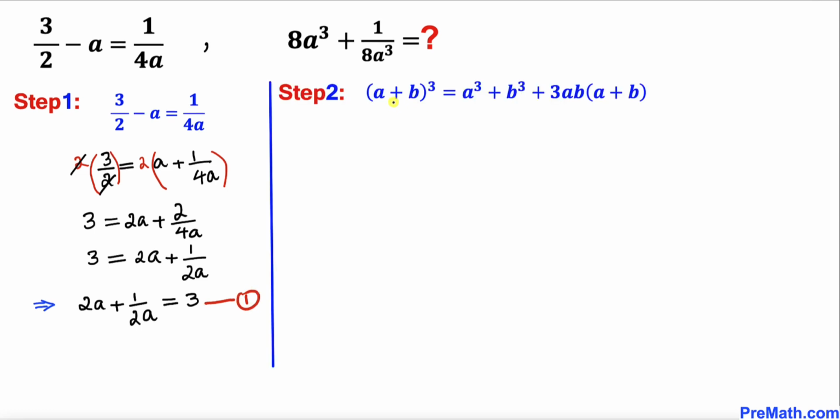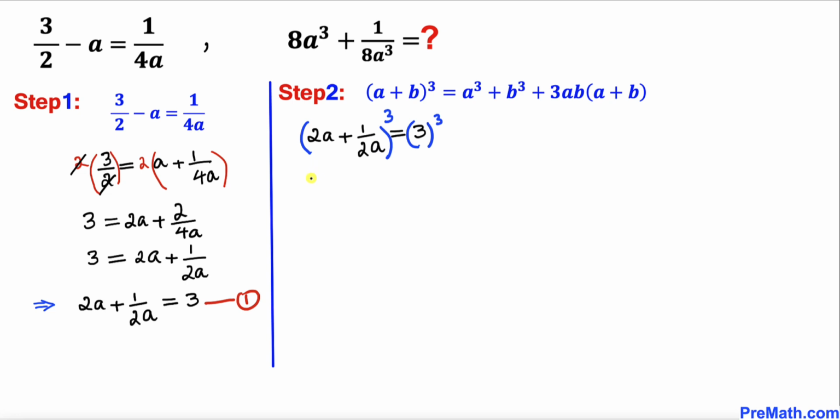And here's our next step. Let's recall this well-known cubic identity, (a plus b) whole power 3. Now let's go ahead and apply this formula on this equation 1. And here I have copied down our equation 1. Let's go ahead and take a cube on both sides. I'm going to take power 3 on both sides. And now we are going to apply this formula on this left hand side.